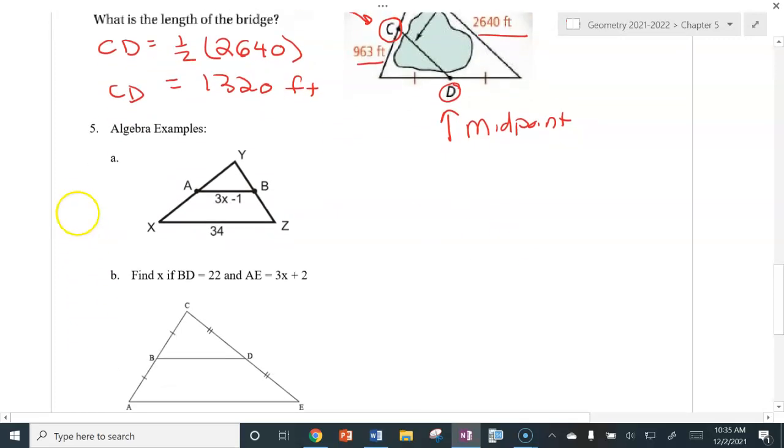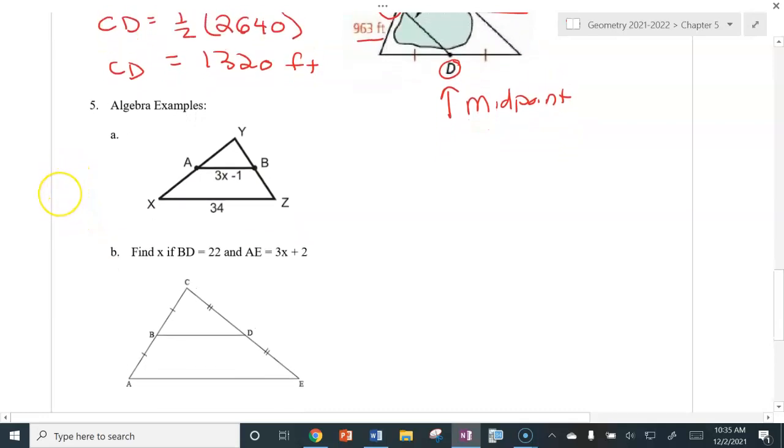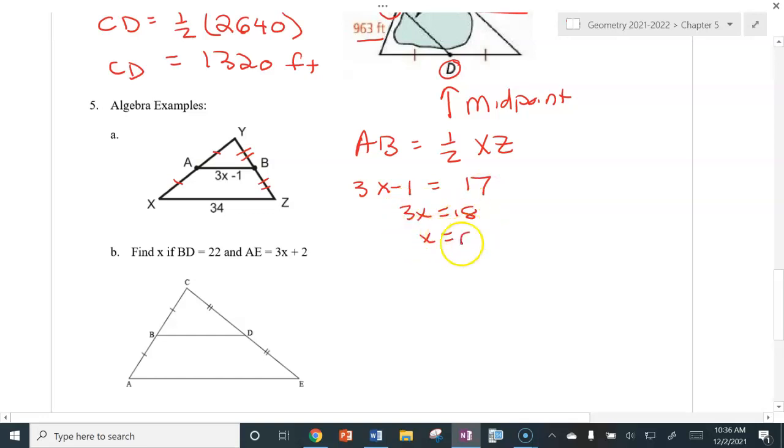We're going to do a little bit of algebra because that's always fun. So let's solve for x in both of these. I didn't mark it, but I want you to assume that what we're dealing with is a midsegment here. So we're going to say that line segment AB is a midsegment. That means the length of AB is going to be 1/2 the length of XZ. So then 3x minus 1 is going to be 17. Add 1 to both sides. 3x equals 18. Therefore, x equals 6.